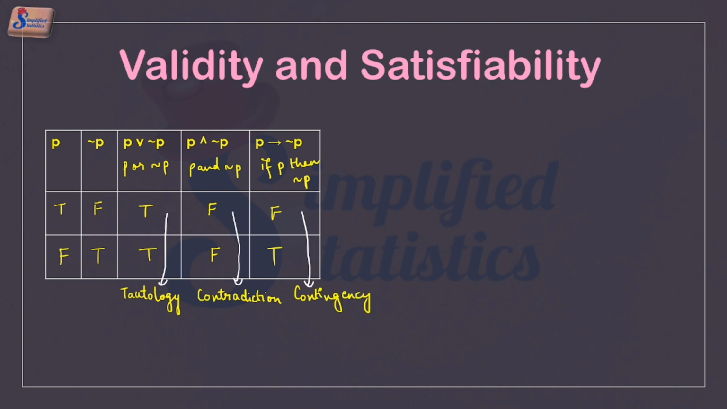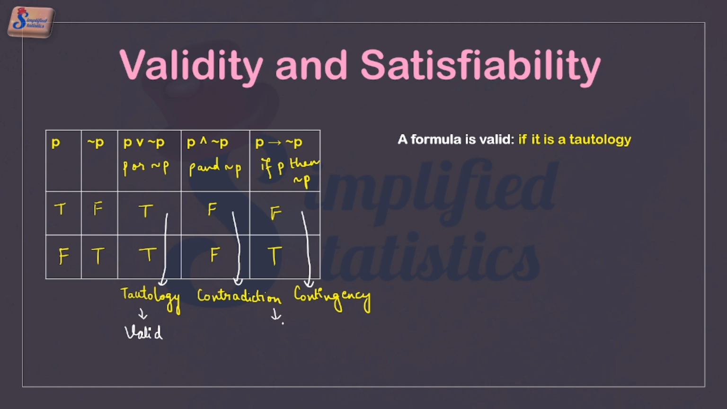A statement when it is always true, then it is a tautology. A statement when it results in always false, then it is a contradiction. And a statement which is sometimes true, sometimes false, then it is a contingency. Now what about validity? A formula or a statement or a proposition is valid if it is a tautology. If a proposition always results in true, then it becomes valid. And what about invalid? A statement which is not always true is said to be invalid.